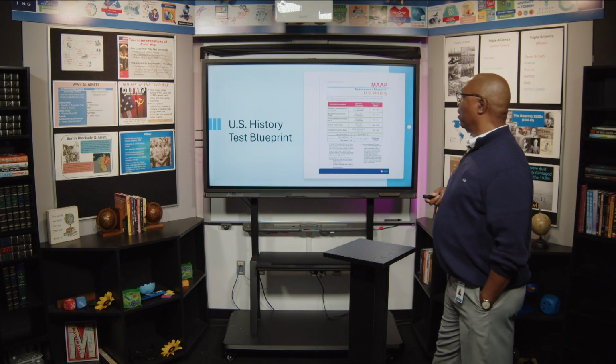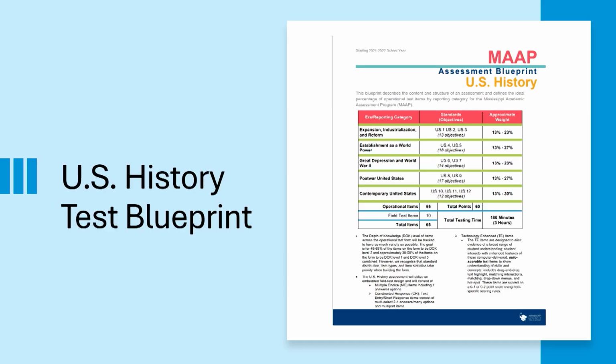But first, what we'll start to do is look at the map blueprint. One of the things that we've told you about the map blueprint is that it tells you the approximate weight of the standards on the test. And if you look, the contemporary United States, which is standards 10, 11, and 12, and the objectives that go in line with them, those are the most important ones when it comes to the weight of the test. So it'd be in your best interest to go through and look at this blueprint so you'll know exactly where the test items are coming from.